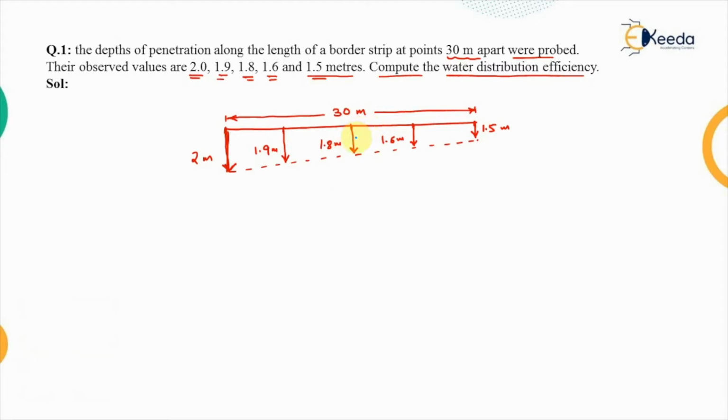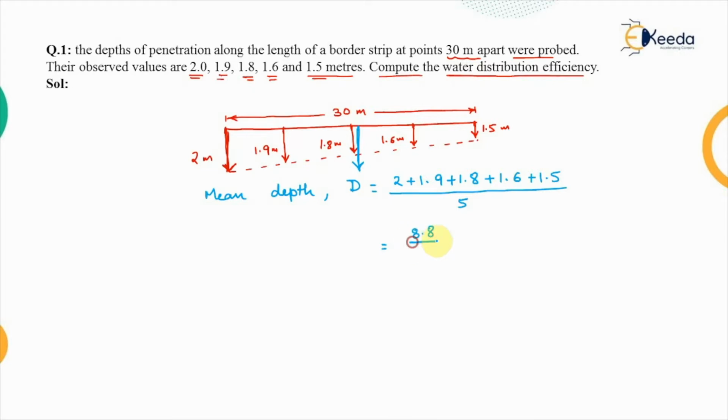Now if we want to calculate the average value of the penetration, which we call the mean depth, that will be the average of all of these values: the summation of 2, 1.9, 1.8, 1.6 and 1.5, divided by 5. This gives 8.8 divided by 5, which is equal to 1.76 meters. That is the value of the mean depth.